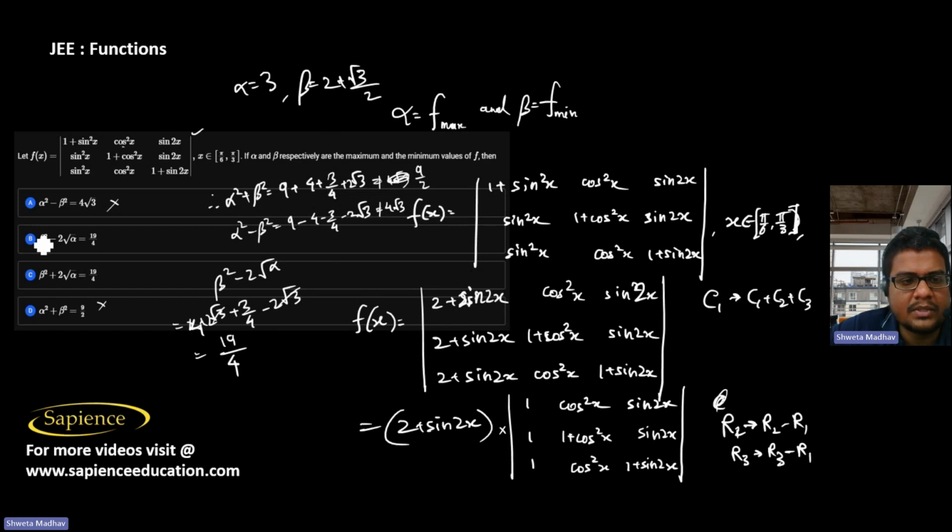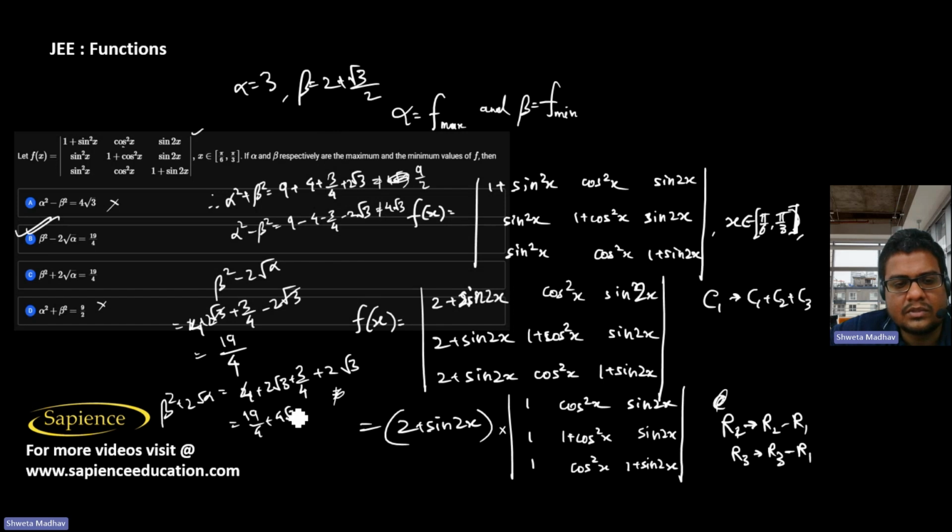Yeah. So option B is the correct answer. And similarly, we can tell this beta square plus 2 root alpha will be equal to how much? That will be 4 plus 2 root 3 plus 3 by 4 plus 2 root 3, which is 19 by 4 plus 4 root 3, which is not equal to 19 by 4. So option C is also not correct. So option B is the correct answer.